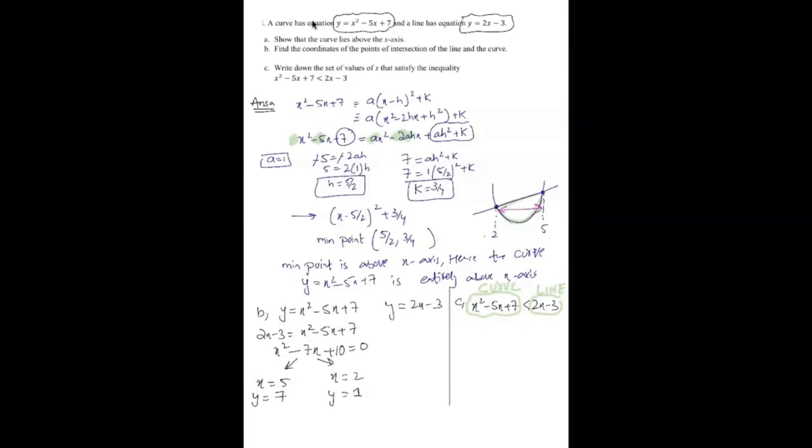No, you don't have to write down the integer values. Just give the range of the values. X, for values of x that are greater than 2 and x is less than 5. Okay.